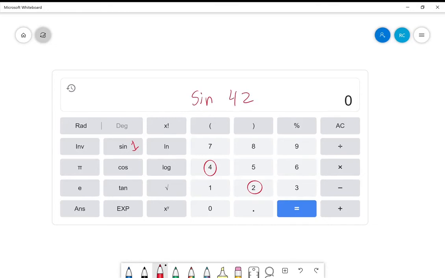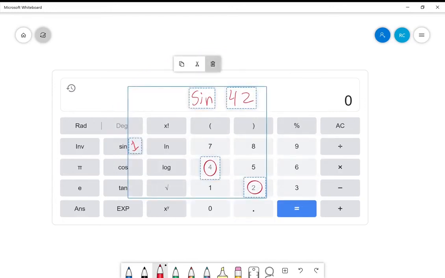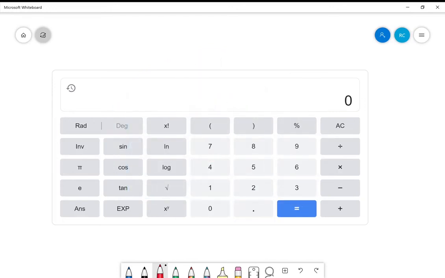But there are a lot of calculators out there where you have to do it the other way. The iPhone calculator is specifically like this. For the iPhone calculator, you have to put in 42 first, and then you hit the sine button. You have to do it backwards. You put in the number first, and then you hit the sine button, and it'll give you the answer.